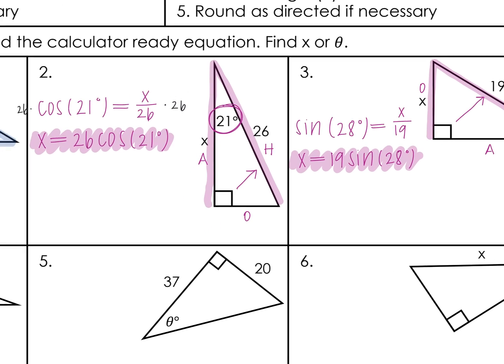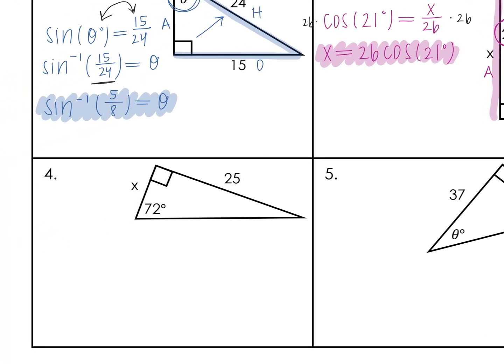Moving into number 4. Okay, I'm going to mark my angle. I have that 72 degrees. My opposite across from that is 25. My hypotenuse is going to be the blank side. And then my adjacent is that x.